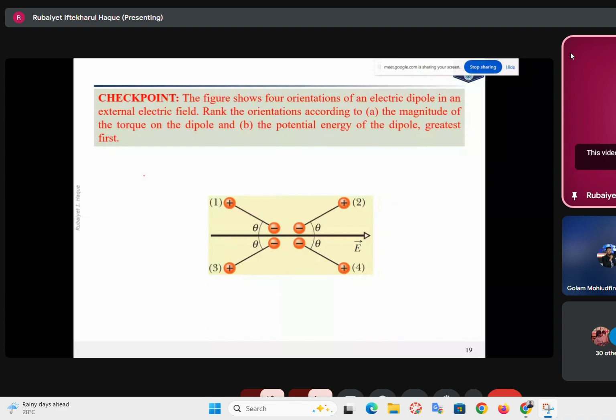So this is the first checkpoint problem. Can you guys answer this particular problem? Give me the answer.